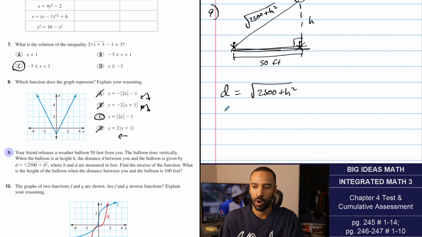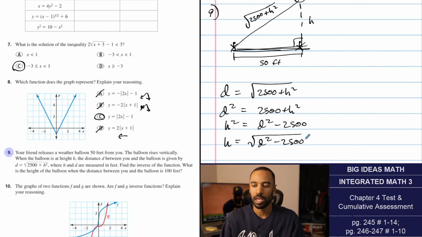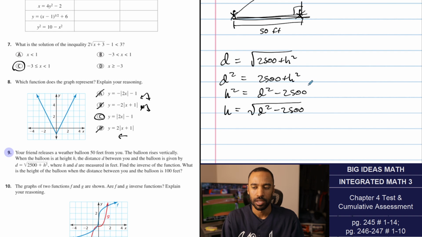I am going to square both sides. I'm going to subtract 2500. And I'm going to take the square root of both sides here. There's no plus or minus here. It's just the square root of d squared minus 2500. In both cases here, we're only looking at positive results. So h equals the square root of d squared minus 2500.